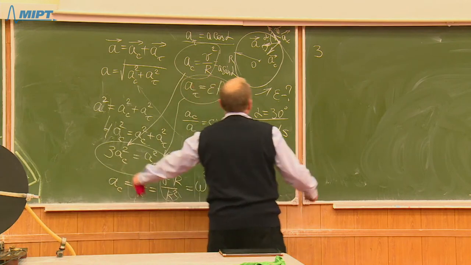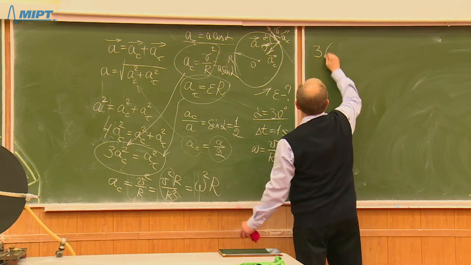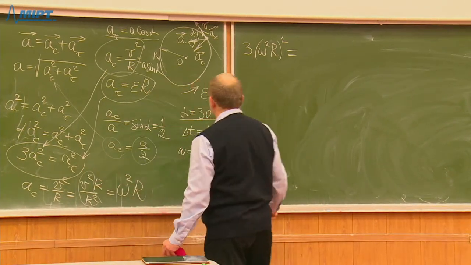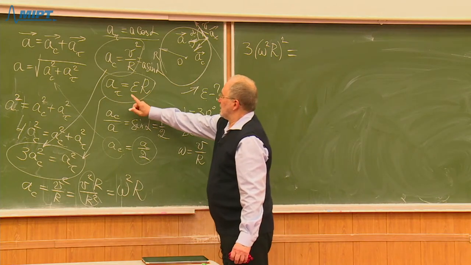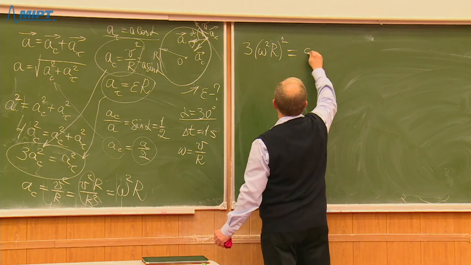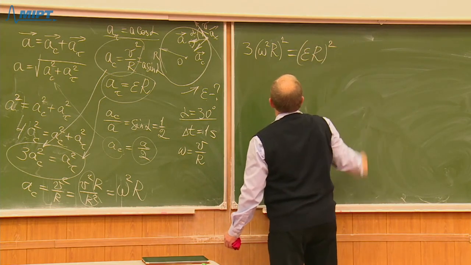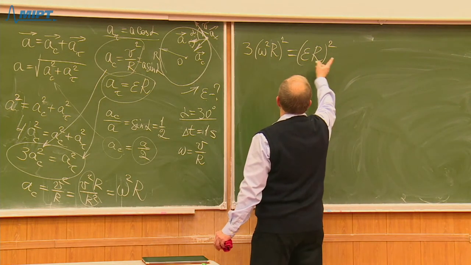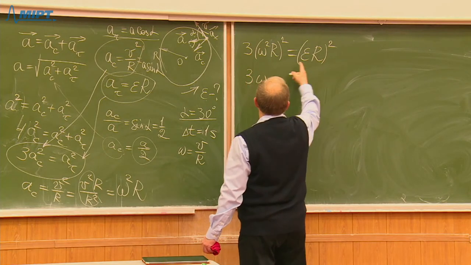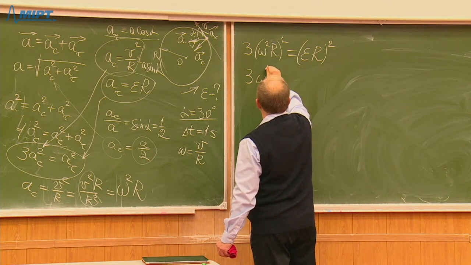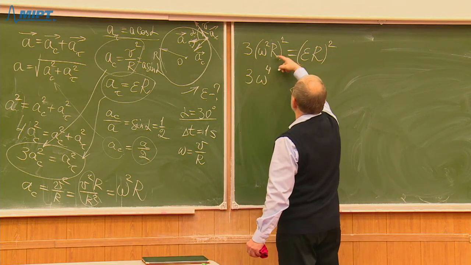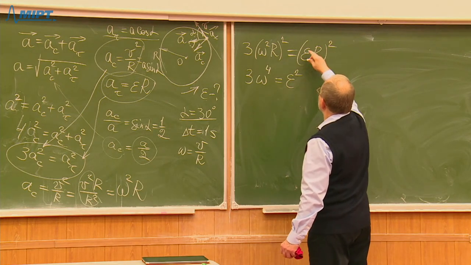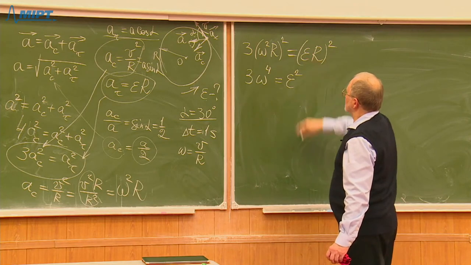And I will use it here. 3 times centripetal acceleration squared equals the tangential acceleration. And tangential acceleration is epsilon r, and it must be squared. That's it. We can cancel by r. It will be 3 omega to the power of 4. R squared here and r squared here will cancel. So that will be epsilon squared, the angular acceleration squared.